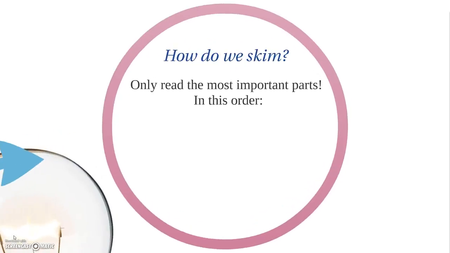Now, how do we skim? Well, it's simple. We only read the most important parts, and we read them in a special order. So what are the most important parts, and what order should we look at them? Well, first, the title. Second, pictures, if our reading has pictures. Then we look for subheadings. These are like small titles inside of our text or reading.